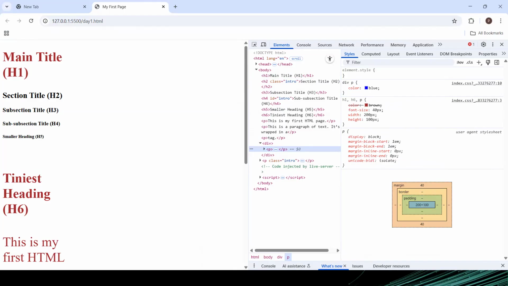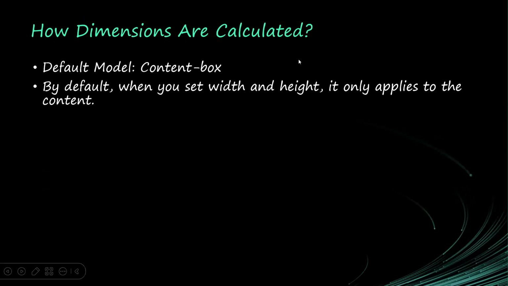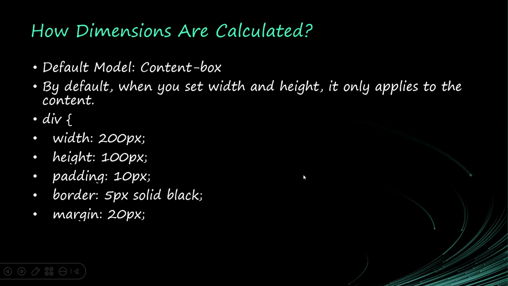Please, if you don't understand, you can drop your question in the WhatsApp group. So the width and the height will be applied only to the content. It will not affect the border, the padding, or the margin. That is the default. Look at it now. This style rule, the 200 by 100 pixel width and height, will only apply to the content area.